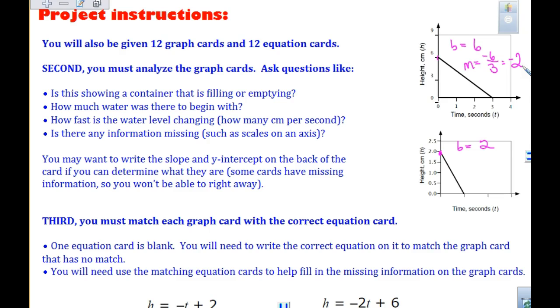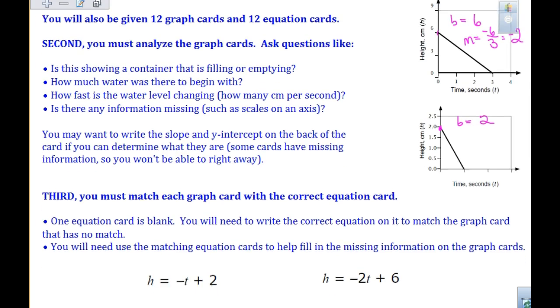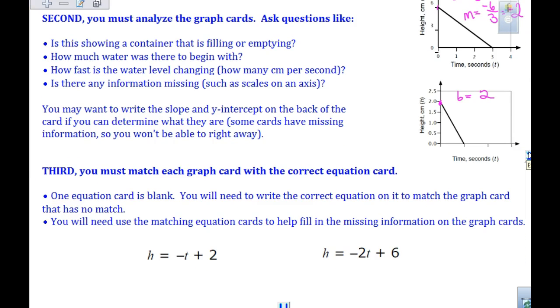It says you can write the slope and y-intercept on the back of these cards as you are looking at it. And then the last thing you're going to be asked to do is match the graph card with the correct equation. One equation card is going to be blank. You will have to write the correct equation on it, and you'll need to match them.